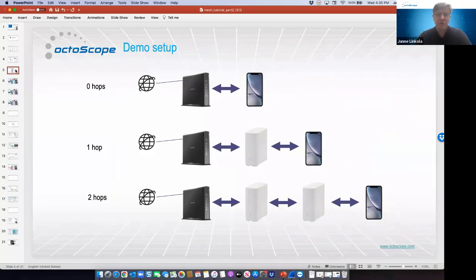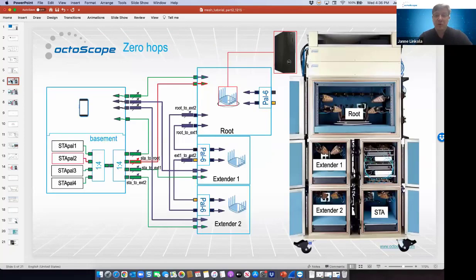What we're going to go through is the throughput impact, as well as the round-trip latency impact when you are connected directly to the node connected to the internet, or go through one extender or two extenders. The way we're going to do this demonstration is we have a 3-node mesh set up in an octoScope StackMax testbed. We have it set up like this here. And we're going to use an octoScope test instrument called StayPal. It is physically located here in a fourth chamber.